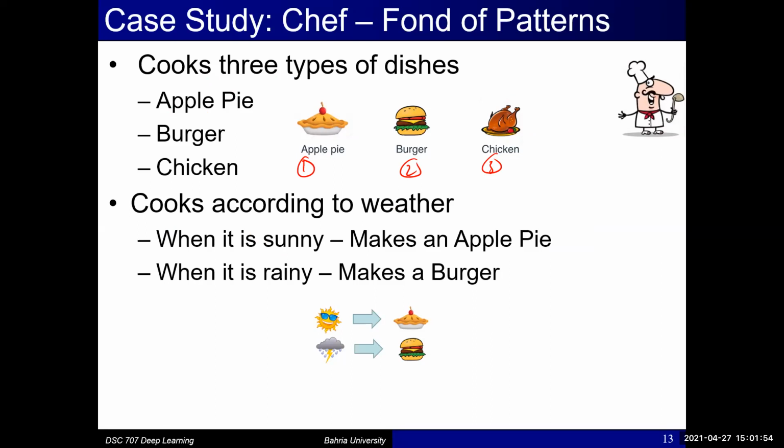Initially, we keep our things very simple. We say this chef is actually fond of patterns, so whenever he has to take a decision, he will see some pattern and make the decision about what has to be cooked. Initially, we keep our model very simple. Basically, the chef is looking at the weather. Whenever the weather is sunny, the dish would be an apple pie, and whenever it is rainy, maybe he's going for a burger, right? Now let's model this problem using numbers. It's a very simple problem, okay?